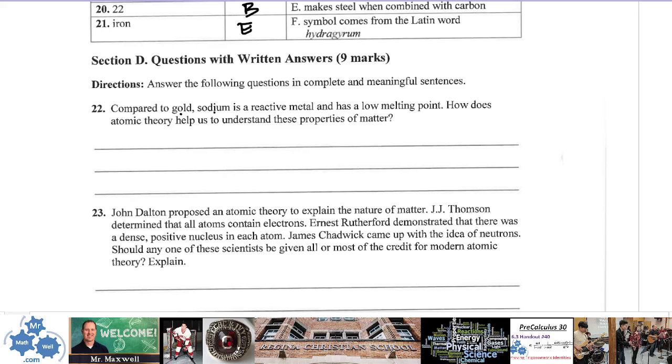Okay, so there's a couple things that I'd like to mention here for number 22. First of all, atomic theory, if you think about Dalton's atomic theory, because gold and sodium are different elements, they would have different properties. Okay, so different elements have different properties.